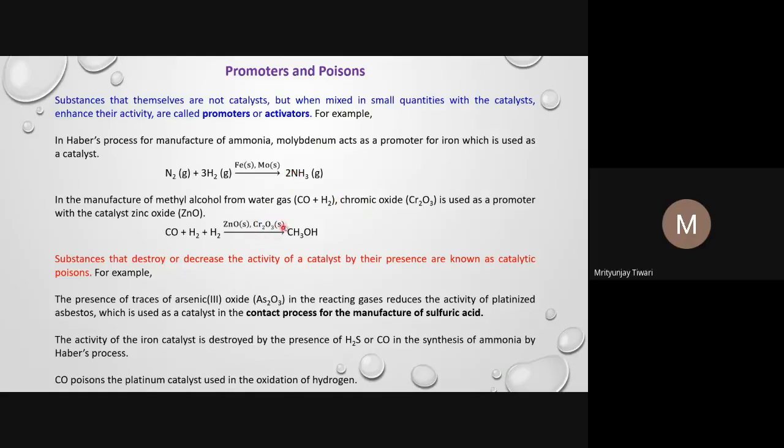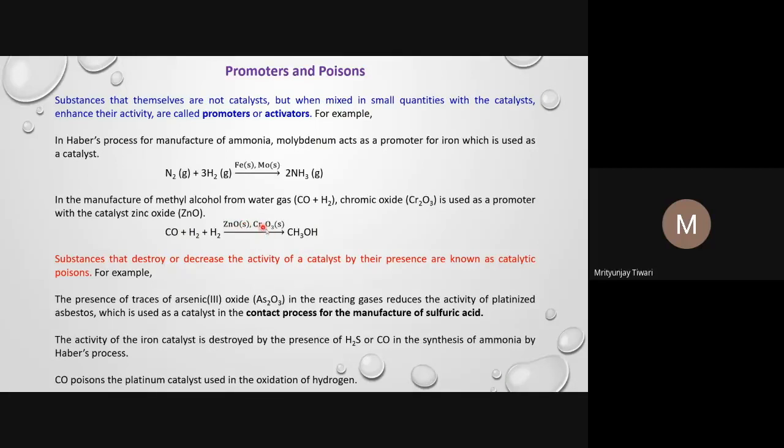In the manufacture of methyl alcohol from water gas, what do you know about water gas? Water gas is carbon monoxide plus hydrogen, which we have studied in the hydrogen chapter. In the manufacture of methyl alcohol from water gas, CO plus H2, chromic oxide, Cr2O3, is used as a promoter, and the catalyst we use for this process is zinc oxide. So zinc oxide acts as a catalyst for the conversion of water gas into methyl alcohol.